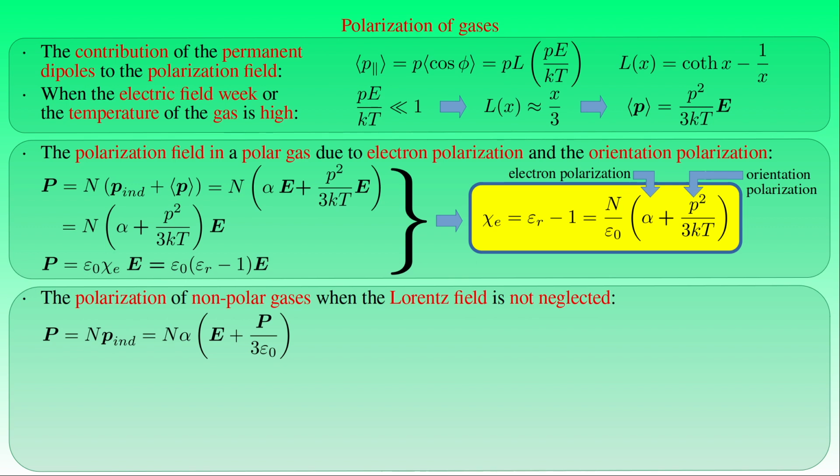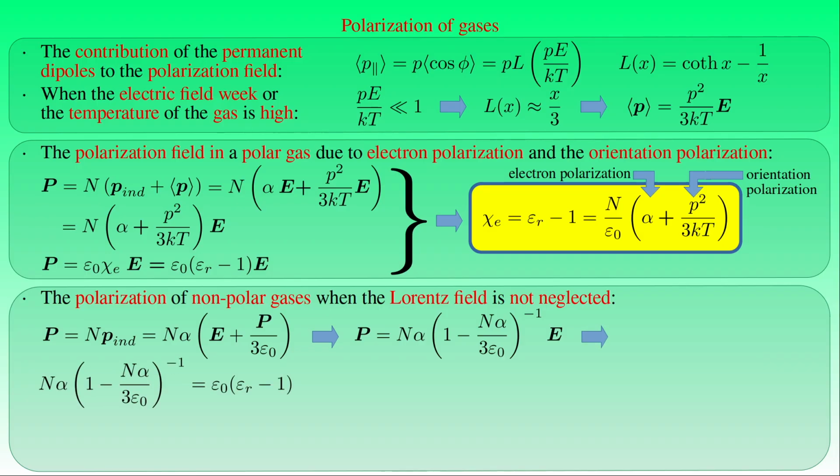If we solve this equation for the vector P, we can write the polarization as N times alpha, times the reciprocal of 1 minus N times alpha over 3 times epsilon naught, times the vector E. Now we compare this equation with the one seen above where P is expressed by epsilon naught, times epsilon R minus 1, times E, and we state that N times alpha times the reciprocal of 1 minus N times alpha over 3 times epsilon naught, is equal to epsilon naught, times epsilon R minus 1.